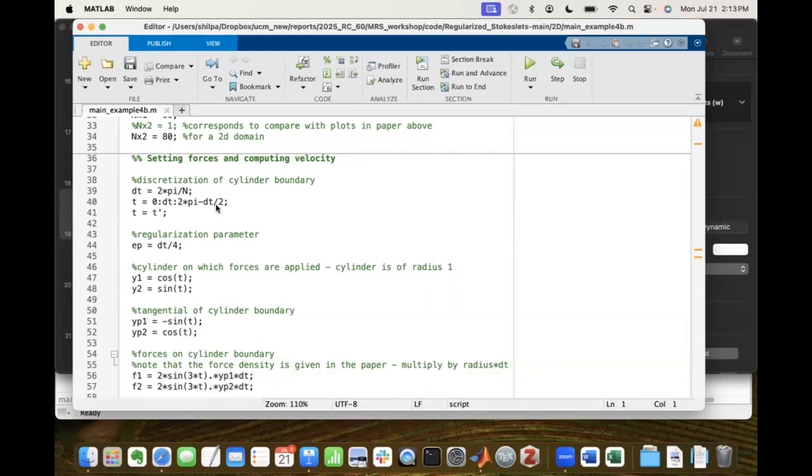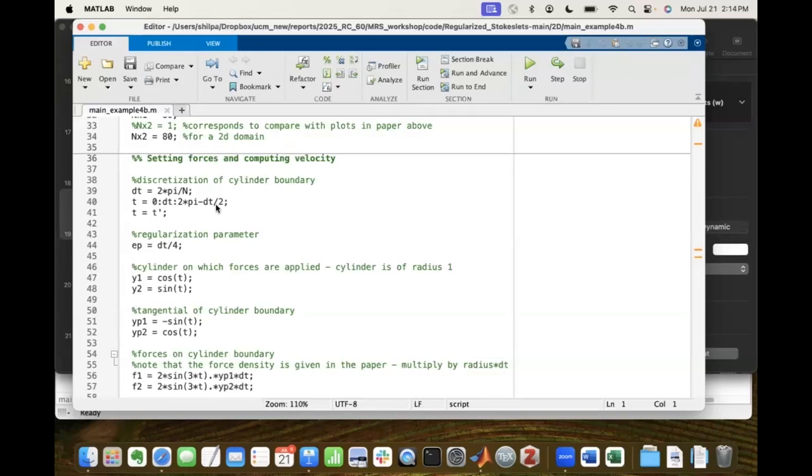I discretize my cylinder using the N points. I am setting my epsilon regularization parameter here to 1/4 of my discretization length, so I am building a relationship between the two. This is the cylinder on which I'm applying my forces. So these are the positions of where the forces are being applied, as Y. And it's a circle centered at 0 with radius 1.